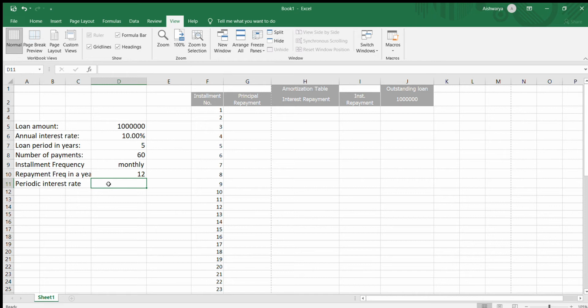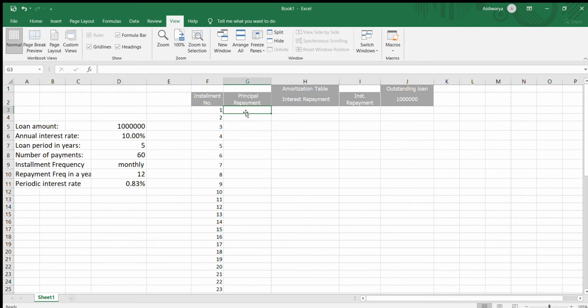Now we can find out the periodic interest. We can find out periodic interest by annual interest divided by repayment frequency in a year. So the periodic interest rate is 0.83%.